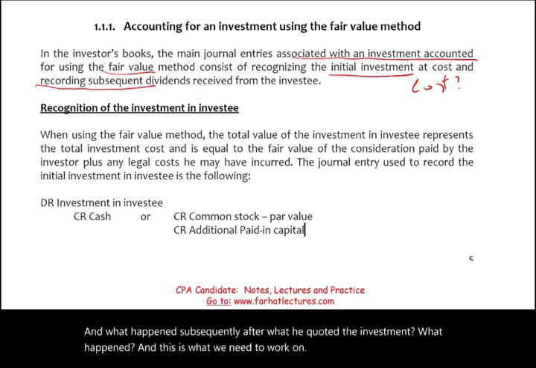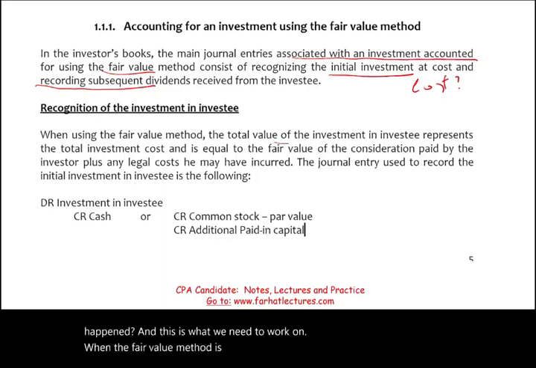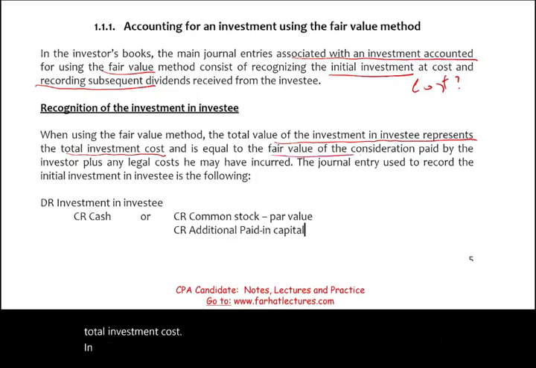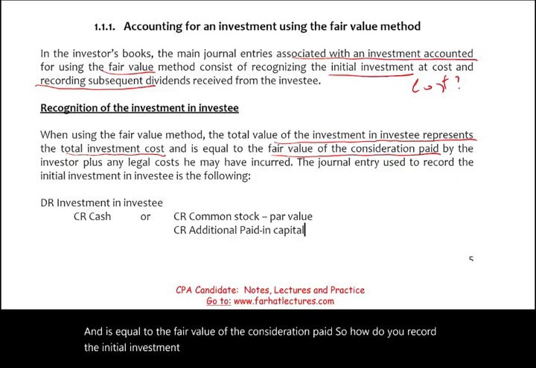When the fair value method is used, the total value of the investment in the investee represents the total investment cost and is equal to the fair value of the consideration paid. So how do you record the initial investment? How much did you pay for it? Plus any legal cost. So if you paid any legal cost, you add that to your investment.